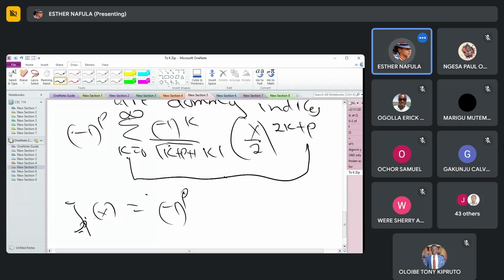What is this quantity? J_p of x. In other words, J_{-p} of x can be written, or can be given, as (-1)^p J_p of x.